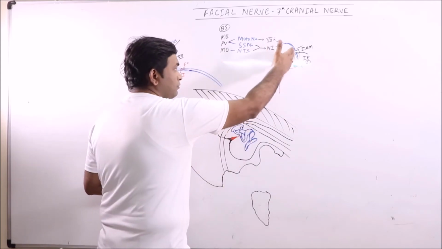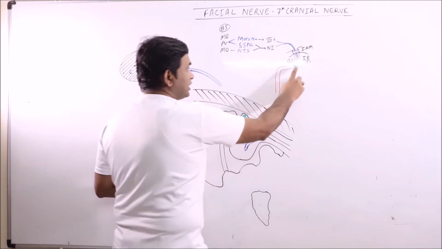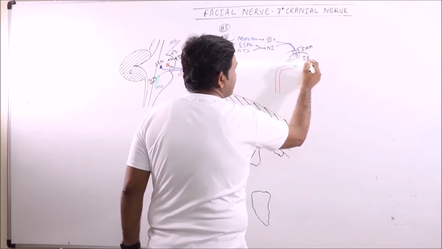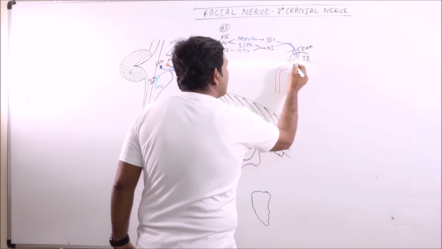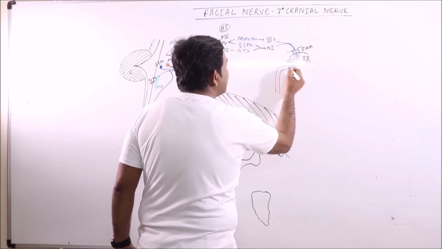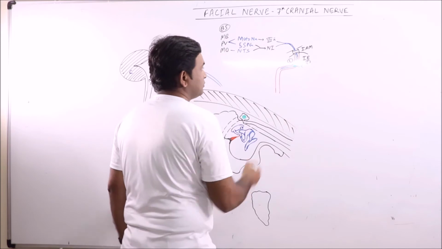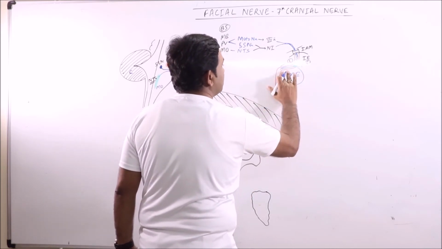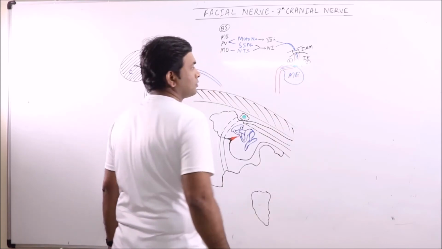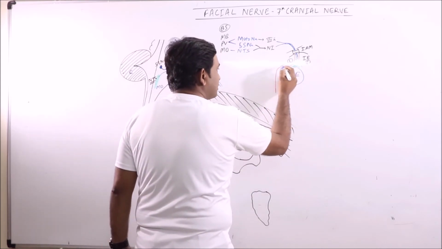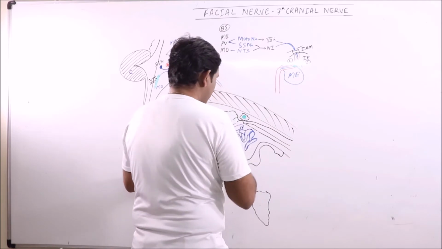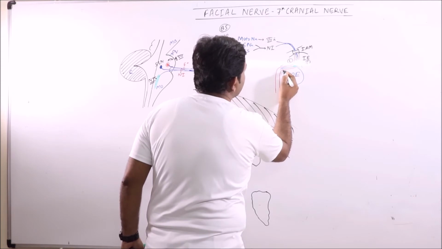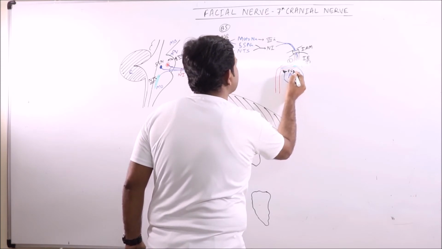So this is the facial canal or fallopian canal, and this is the geniculate ganglia. Now the fibers, this is the internal ear, will move along the medial wall of the middle ear. Now this is the middle ear, medial wall, and after crossing the medial wall, here is the projection known as pyramidal eminence.